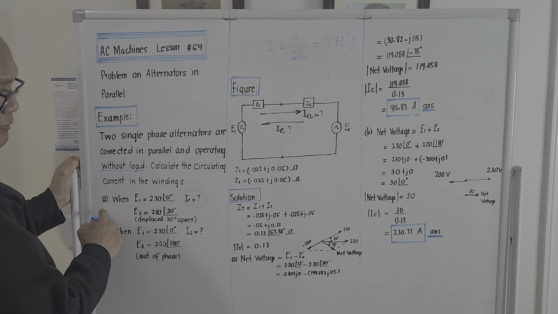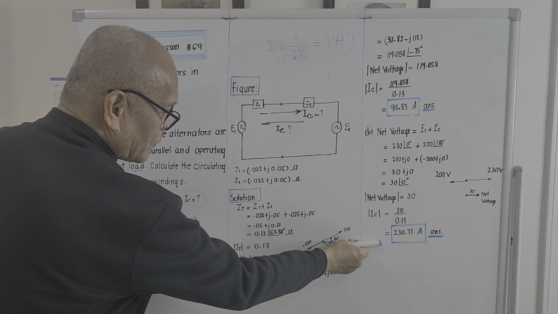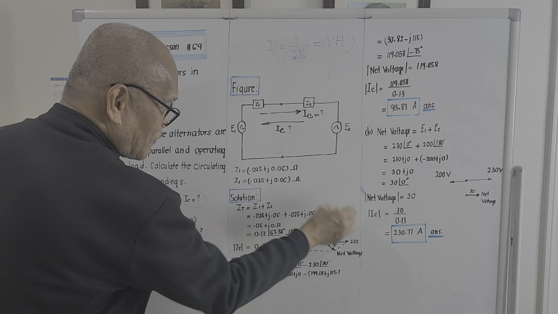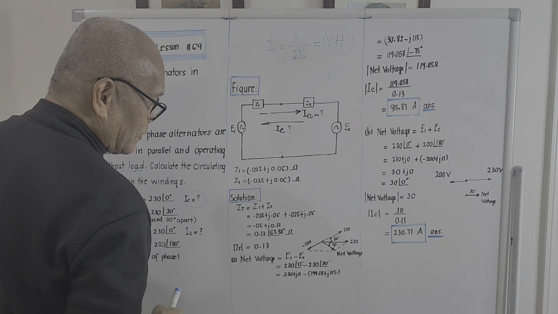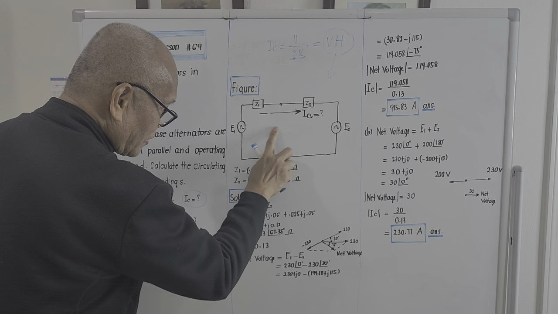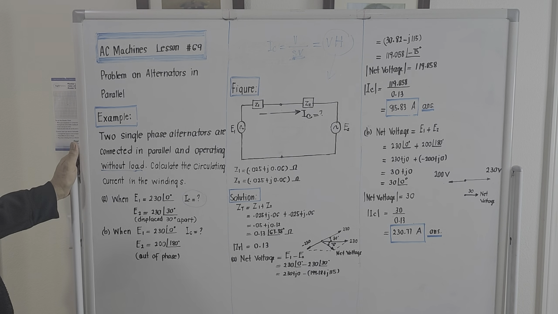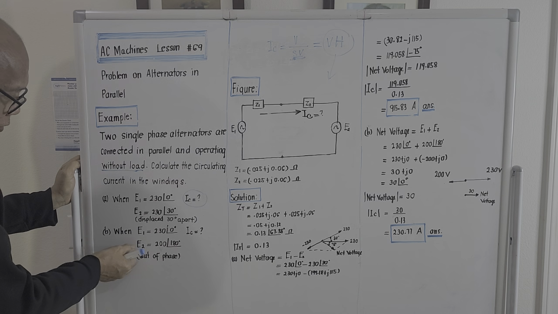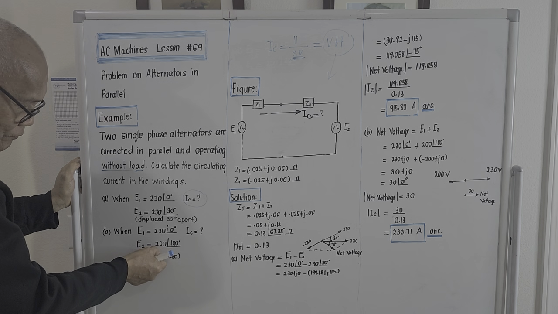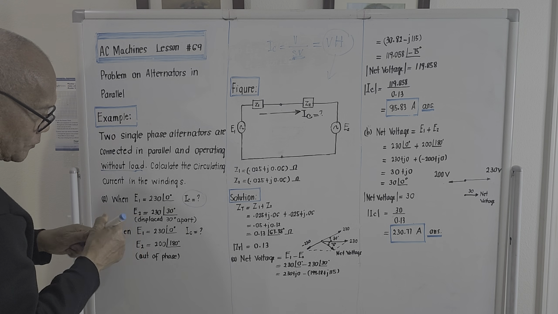For the first unknown, this is the first voltage, the voltage across this, and the voltage E2 will be this. The problem is asking what will be the circulating current. Of course, E1 is greater than E2, so for the first unknown, the direction of the circulating current will be to the right. It will go like this. Next question. When the value of E sub 1 is 230 angle 0 degrees and E sub 2 is 200 volts angle 180 degrees, they are out of phase. What will be the value of the circulating current?